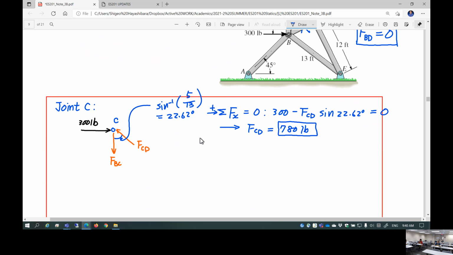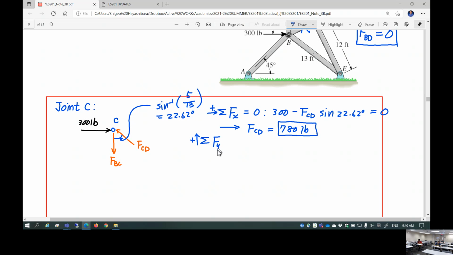Did we need to find the angle? The angle is 22.62. Couldn't we have just used the ratio of the sides? You can do that, of course, if you want to, because sine is essentially a ratio. Cosine, tangent are essentially ratios. So it's the same thing.